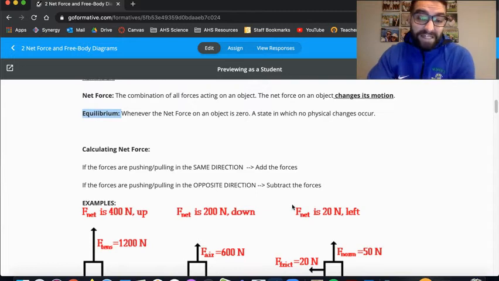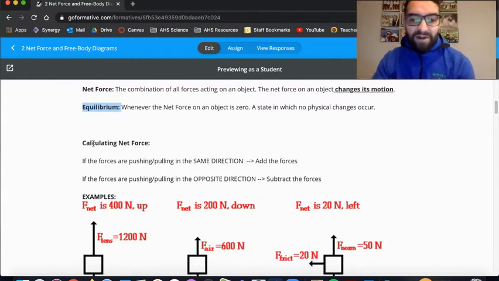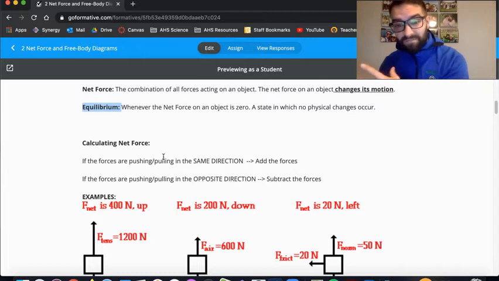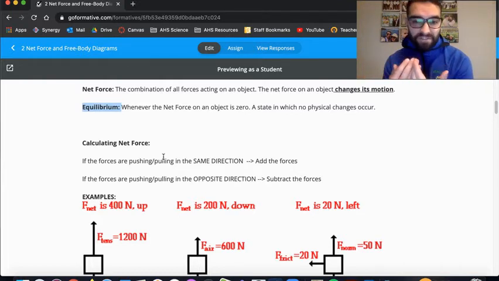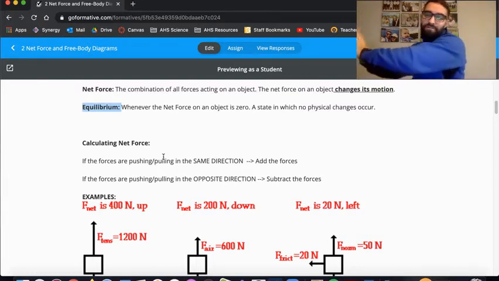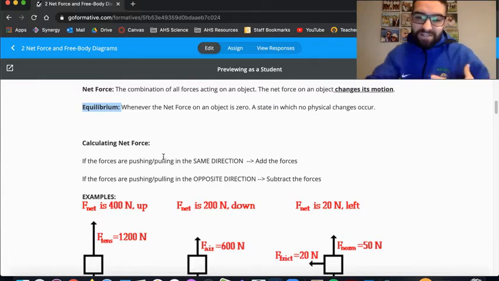In addition, calculating the net force. If the forces are pushing or pulling in the same direction, then you add the forces together, right? That's like me and my buddy are pushing on an object. We're both applying a force in the same direction. So it's like you're adding our force together.